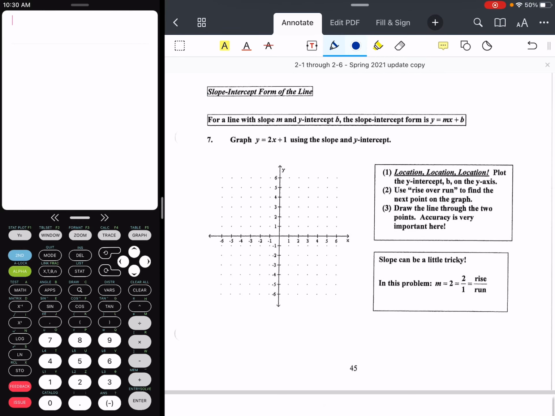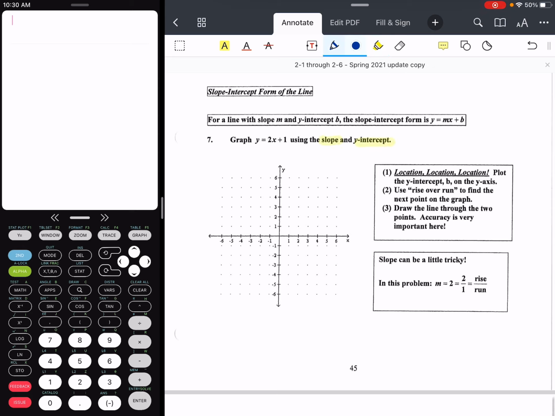All right, now we're going to be graphing with slope-intercept form. So for number 7, I've got the equation y equals 2x plus 1. It's already solved for y, so it's already in slope-intercept form. And my instructions are to graph using the slope and y-intercept.